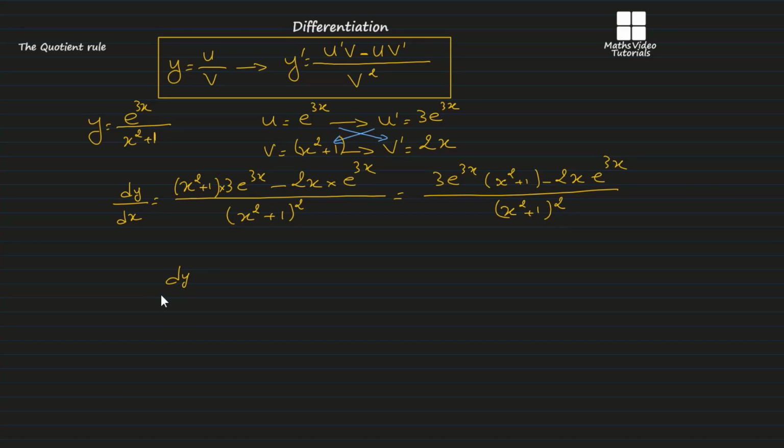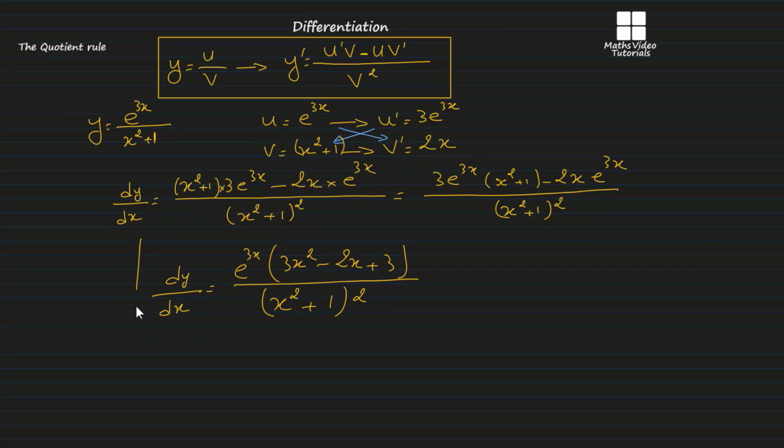So finally, and hopefully that will be the last tidying up to do, I'm going to just put this as a factor, factorize, e to the 3x here and e to the 3x there. So I will have e to the 3x bracket 3 times x squared, that's 3x squared, plus 3, and then minus 2x. Actually, I will put minus 2x first, and then plus 3, close bracket, divided by (x squared plus 1) all squared. And that is the final answer.